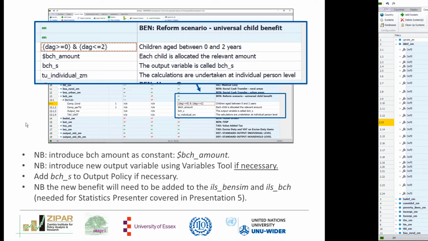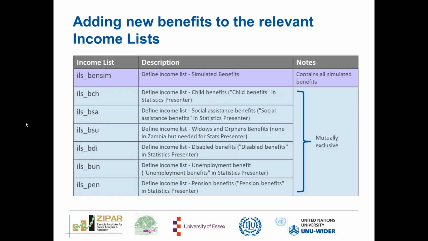So if we go back to the PowerPoint, this is what I've just explained on the live version of the model. Once we've made a reform scenario and we've added a new benefit, for example, we need to add the new benefit to simulated benefits first of all, which contains all simulated benefits, and then to one of the income lists for the stats presenter. And as you can see, these are mutually exclusive, so you can only add it to one of the income lists.